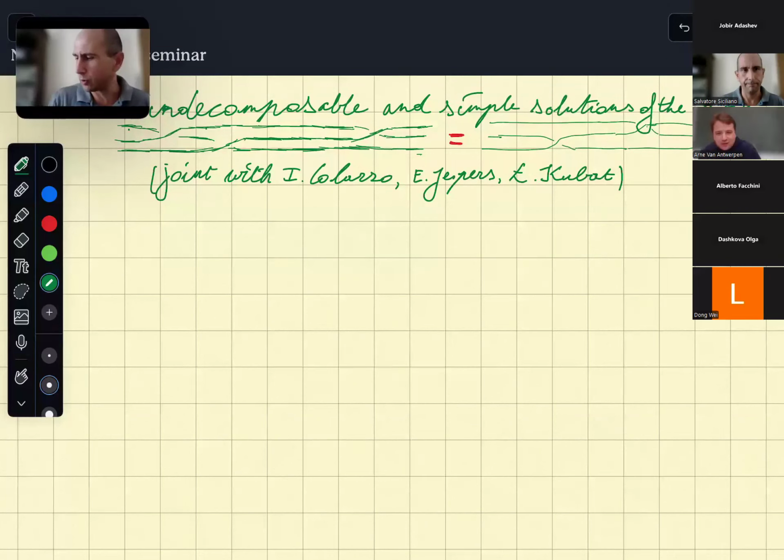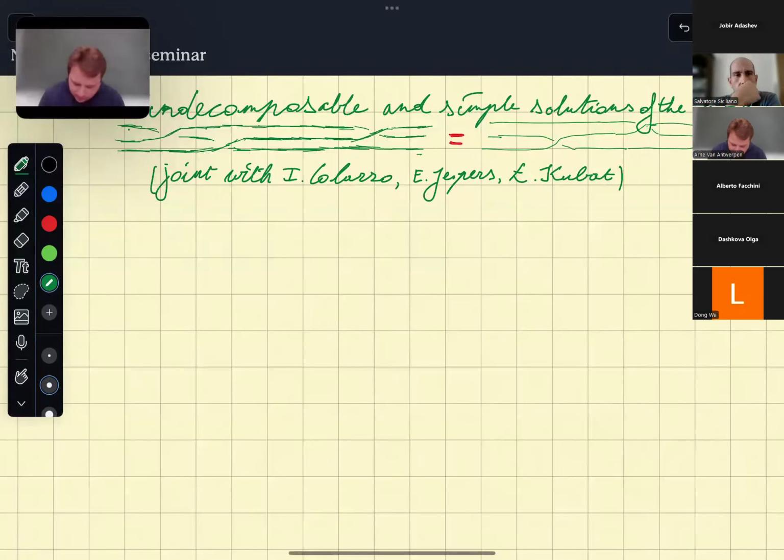Thank you very much also for the invite to give a talk here. So today will be an exposition on a bit of joint work I did with Colazzo, Eric Jespers, and Kubat, and some tools and methods we used throughout. So to put everybody on the same page, let's start with the definition of a set-theoretic solution.